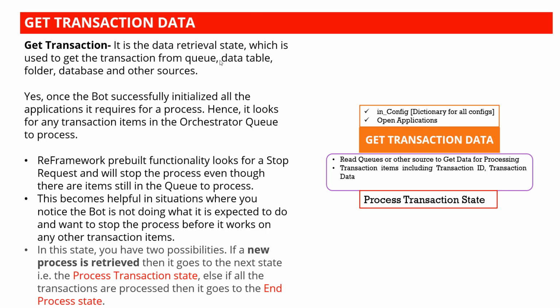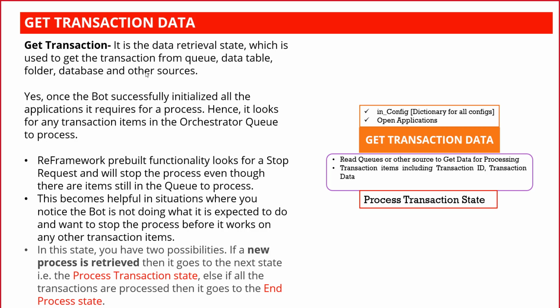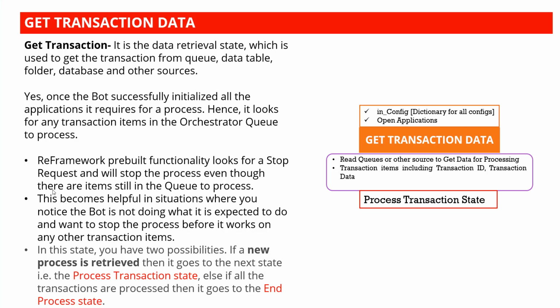Get transaction data is a data retrieval state, which is used to get a transaction from queues or data table or folder or database or any other sources. Once your bot is successfully initialized and all the applications required for your process are open, all you need to do is fetch the required information from the queue to process. The REFramework's pre-built functionality looks for a stop request, and checks whether there are items still in the queue to be processed, right?